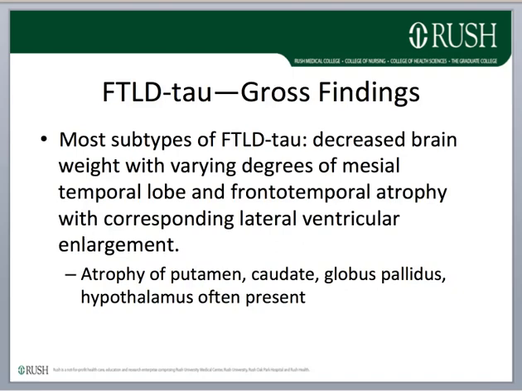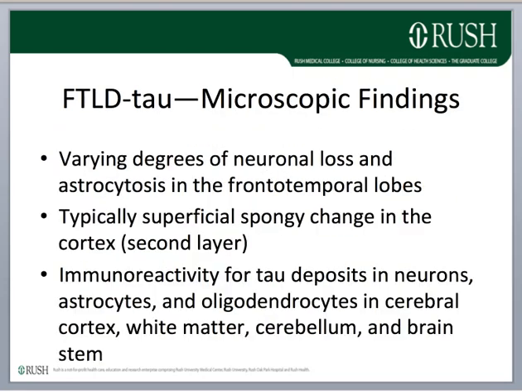Most subtypes of FTLD tau have decreased brain weights with varying degrees of frontotemporal atrophy. Mesial temporal lobe structures are most severely involved, usually also the putamen, caudate, globus pallidus, hypothalamus, and often the orbital and cingulate gyri. So a little bit different neuroanatomical distribution compared to Alzheimer's disease.